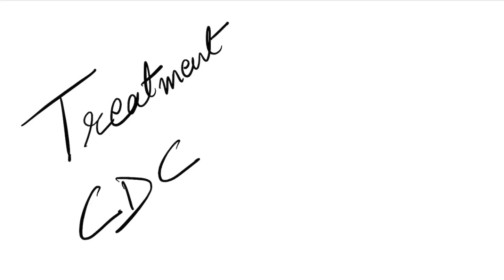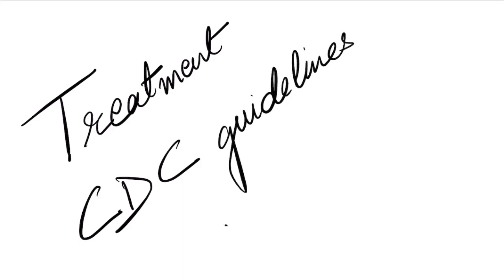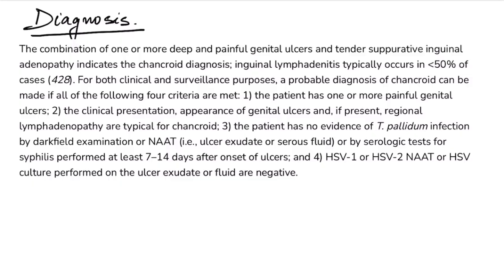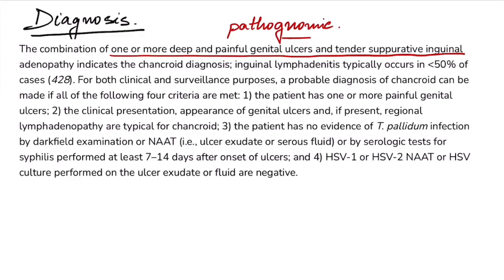Now moving on to the treatment of Chancroid. First we'll go through the CDC guidelines for this disease. It is from the year 2021. So in diagnosis, they have given a paragraph in CDC guidelines. Here it is written that one or more deep and painful genital ulcers and tender suppurative inguinal adenopathy, if present, is Chancroid. This is pathognomonic.